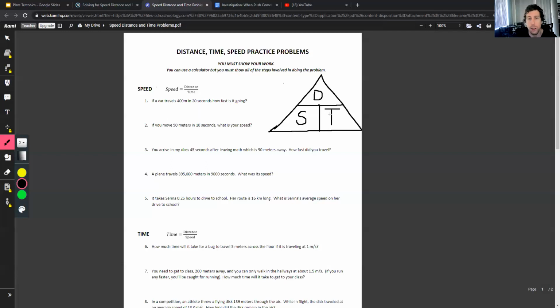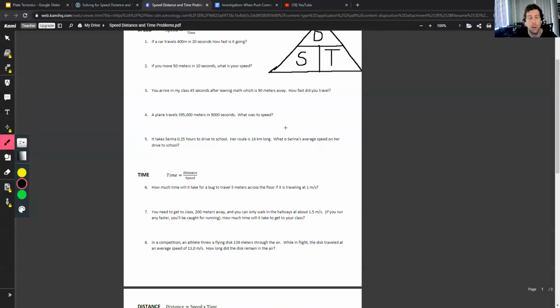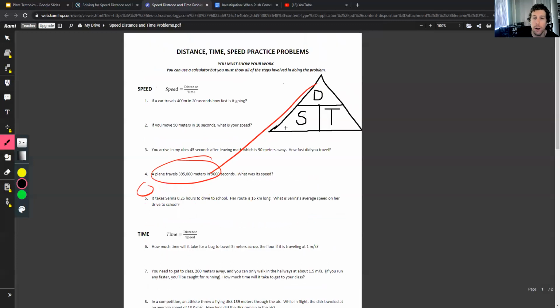Let's look at one more really quick. Let's look at a time problem. What if I wanted to solve for time? I'm going to use my formula. Number 6 says, how much time would it take a bug to travel 5 meters across the floor if it is traveling at 1 meter per second? So I'm going to use my triangle right here. I'm going to cover up the T because I need to solve for time. I'm left with D over S. And that's what I'm going to use on number 6.